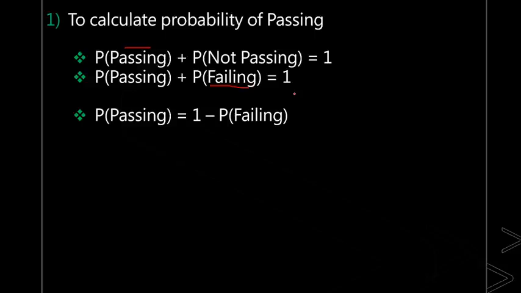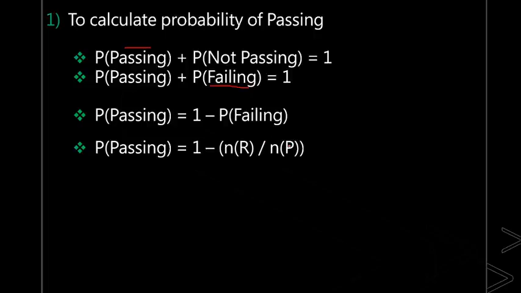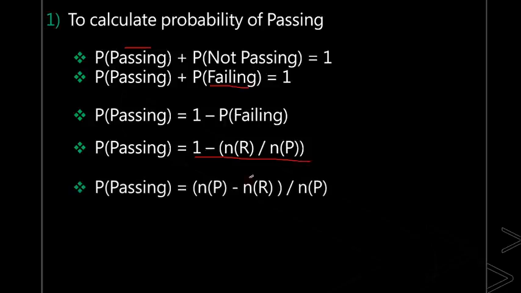What is the formula for probability of failing? Probability of failing is n of r divided by n of p, right? Now simplify this equation. Take the LCM and simplify it. You'll have it as n of p minus n of r divided by n of p. Can you all understand this? Yes. So total possibilities minus unknown possibilities divided by total possibilities. Can you understand this?